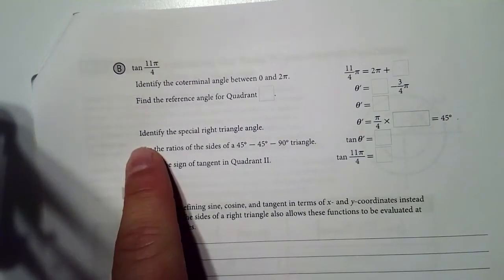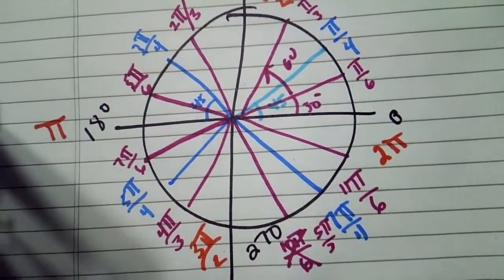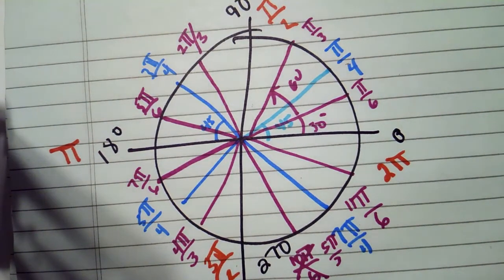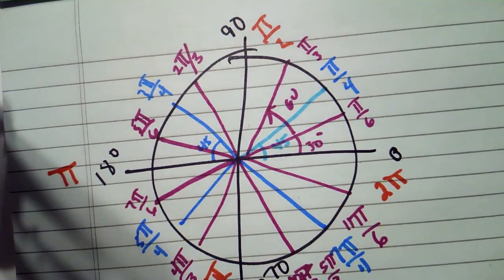Okay, here we go. Tangent of 11 pi over 4. Again, we're going to keep it in radians, even though we haven't been before, but I like radians because I can do this. So what was it? 11 pi over 4. First thing I'm going to do is find where 11 pi over 4 is.